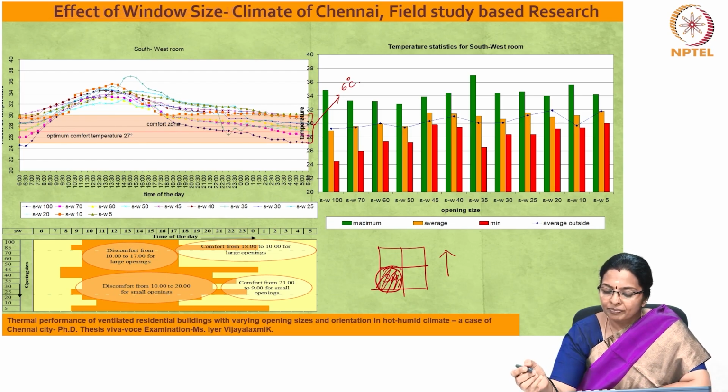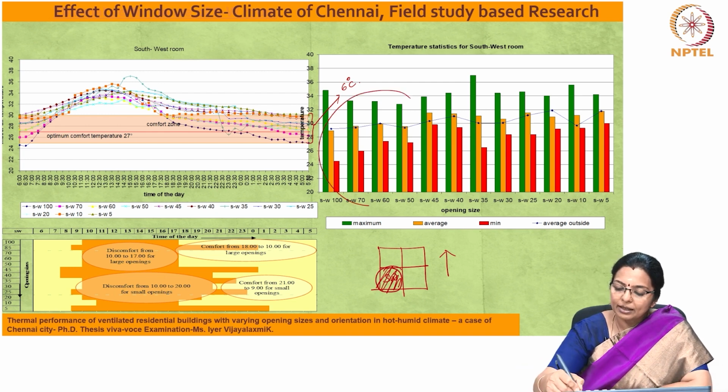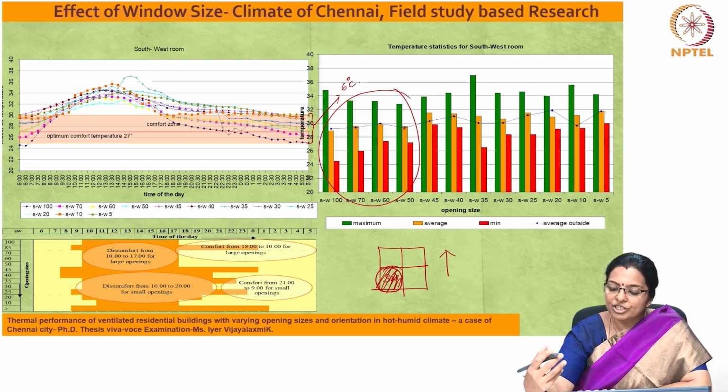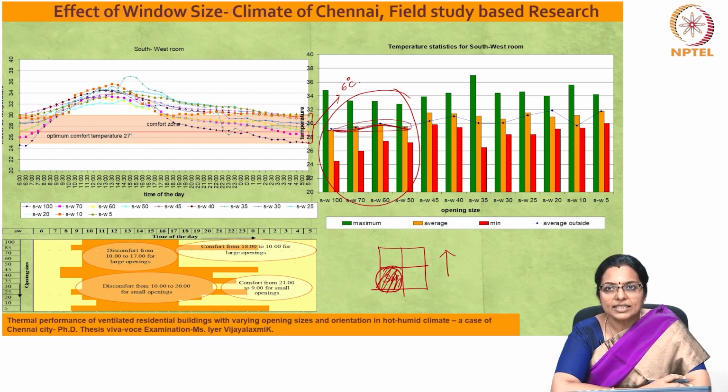So, when opening sizes are 100% to 50%, the average temperature of the room follows the trend of the outdoor average temperature. But as the opening size decreases from 45% to 25%, the indoor averages are higher than the outdoor average. The indoors are uncomfortable for 30% of the day for large openings. As the opening size decreases, the percentage of comfort hours also decreases and occupies 55% to 45% of the day.